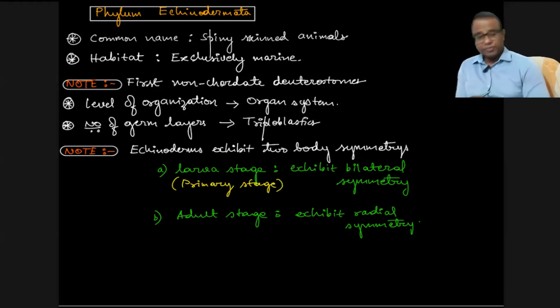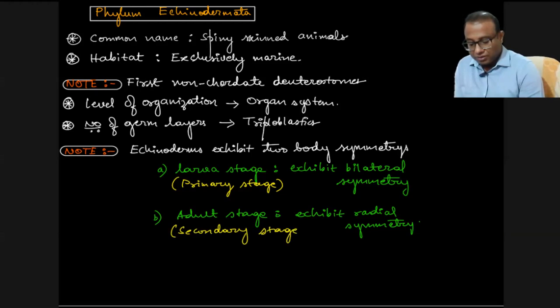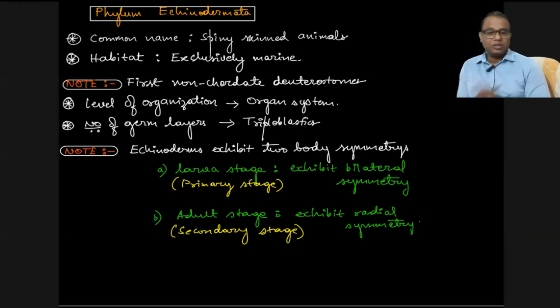So can we say echinoderms are primarily bilaterally symmetrical? Can we say this statement? Yes, we can. They are primarily bilaterally symmetrical because in larval stage, which is the primary stage, they exhibit bilateral symmetry. So similarly, we can also make this statement that echinoderms are secondarily radially symmetric. Yes or no? Because adult stage is also known as what stage? Secondary stage. Right. So these note points are there in the introduction itself, in the basis of classification. While I was explaining you about coelom, about the body symmetry, I have given you this note point. So this is about body symmetry.